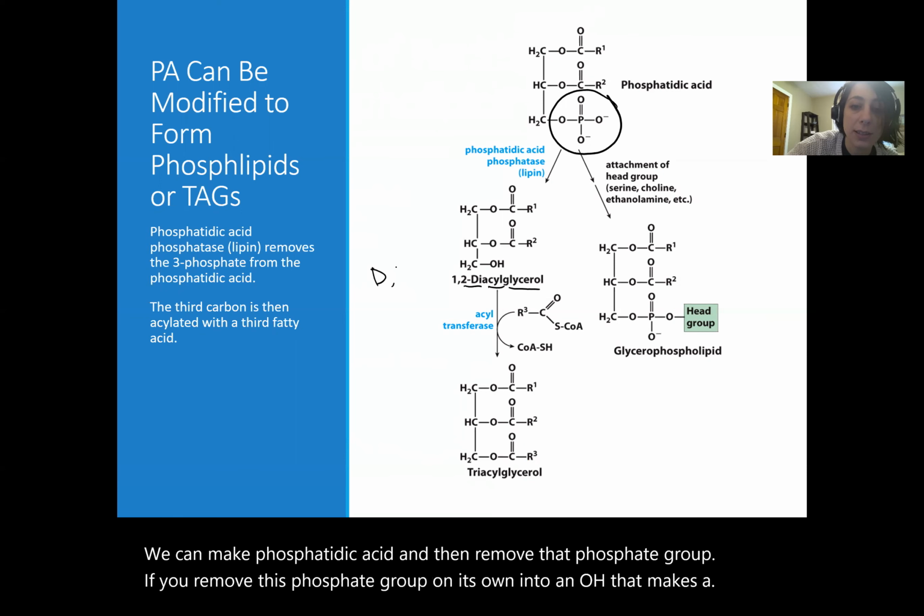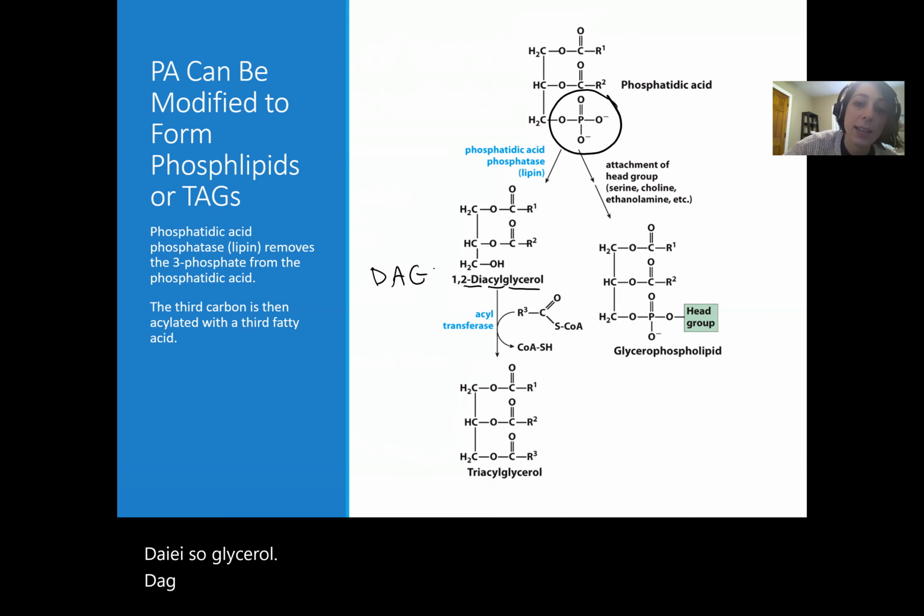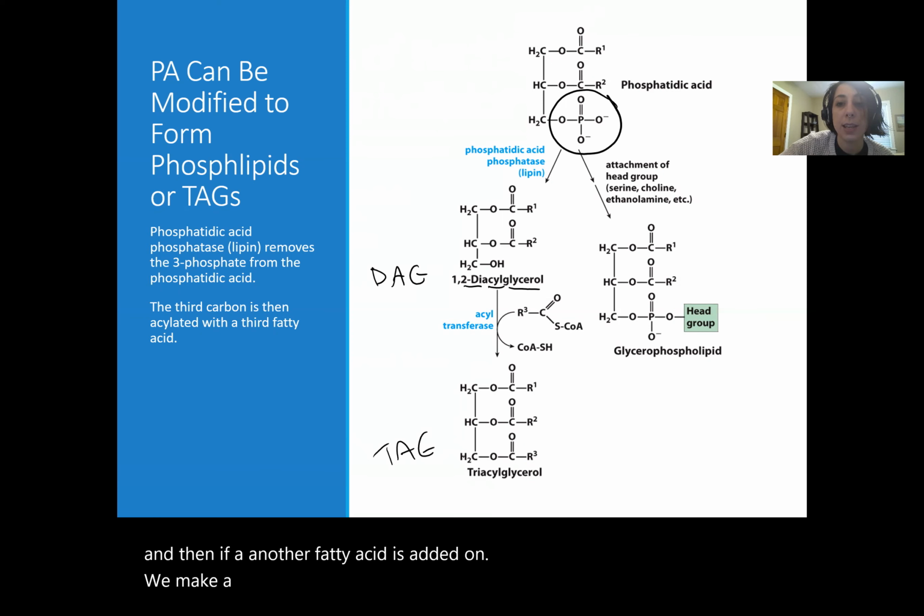If you remove this phosphate group on its own into an OH, that makes a diacylglycerol, DAG. And then if another fatty acid is added on, we make a triacylglycerol. So this is another way we can take our base molecules and build up diacylglycerols or triacylglycerols.